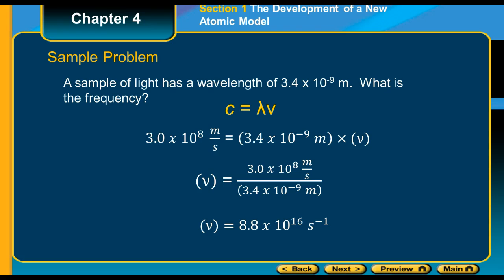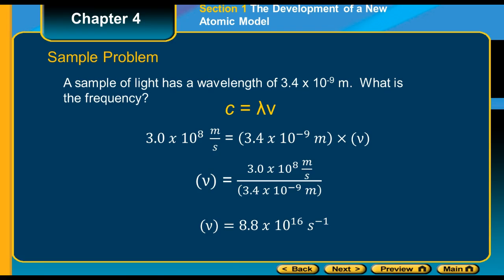So this equation is pretty simple. You just plug the numbers in and solve. You could be given wavelength and asked to find frequency, or given frequency and asked to find wavelength. Okay, so make sure that you remember that equation, c equals wavelength times frequency, and that you remember the speed of light. And that should make this equation pretty easy to solve.